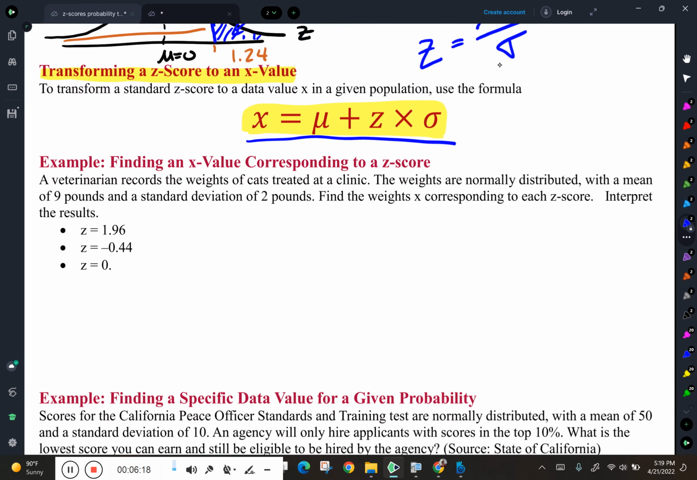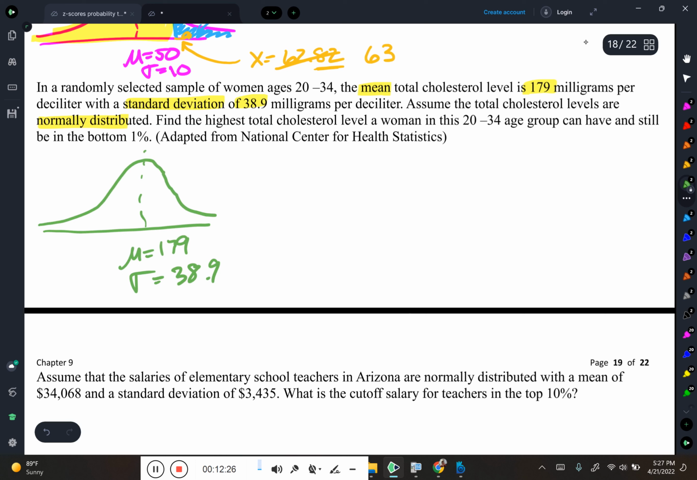In a randomly selected sample of 8 women ages 20 to 34, the mean total cholesterol level is 170 milligrams per deciliter with a standard deviation of 38.9 milligrams per deciliter. Assume the total cholesterol levels are normally distributed. I'm liking what I'm reading: normally distributed, a mean, and a standard deviation. So I'm going to draw that picture. There's my normal curve, with a mean of 170 and a standard deviation of 38.9.